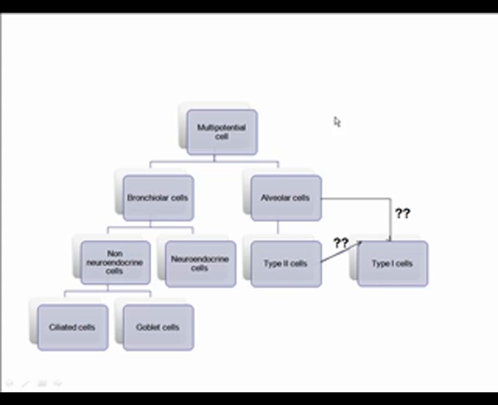At the same time, if we look at the alveolar cells, we can see that they will then develop into type 2 cells, those cells that produce surfactant. And they can also develop into type 1 cells, but it's not certain whether these type 1 cells can come from the alveolar cells, from type 2 cells, or from both. So we'll leave that as a question mark for future study.